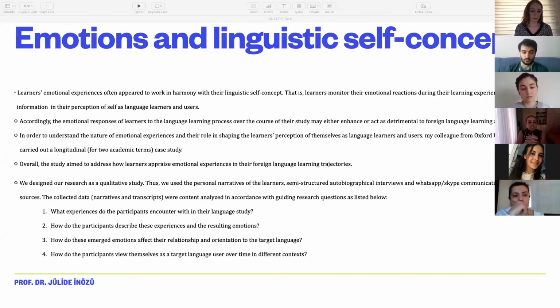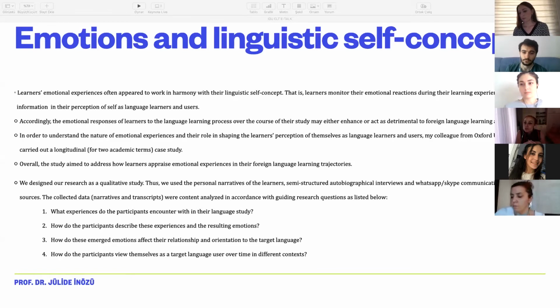Overall, in this study, we aim to address how learners appraise their emotional experiences in their foreign language learning trajectories, in their histories. And unavoidably, it was certainly a qualitative study. So we made use of the personal narratives of the learners. We also used semi-structured autobiographical interview.